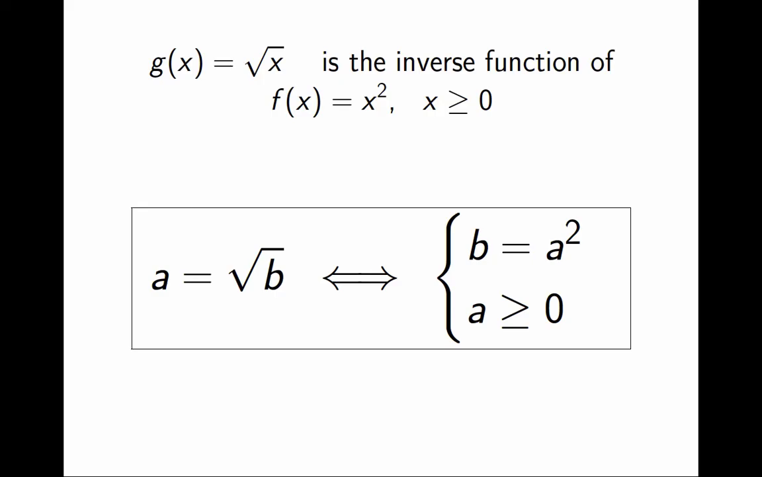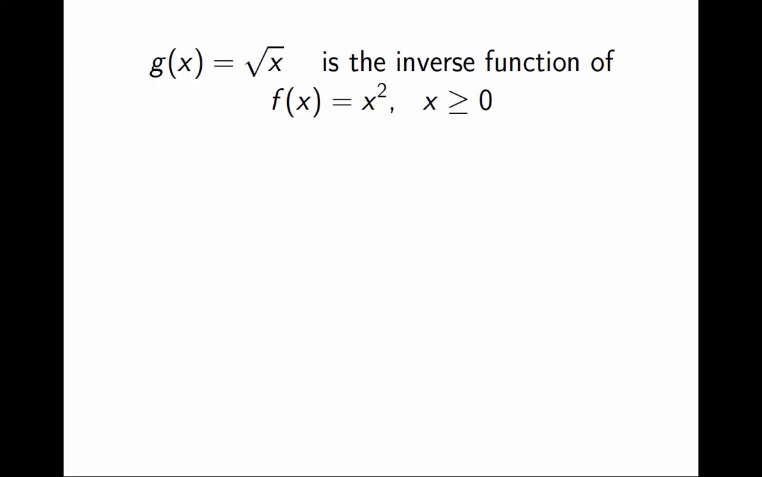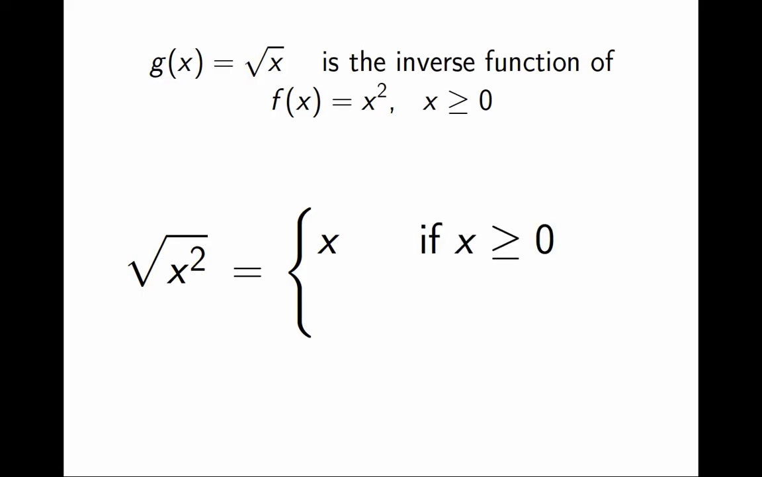But there is more. We know that when we compose a function and its inverse, we should get the identity. This will still be true as long as I stay in the right domain. What is the square root of x squared? It is x, but only if x was positive or 0 to begin with. Otherwise, as you know, it is the absolute value of x.